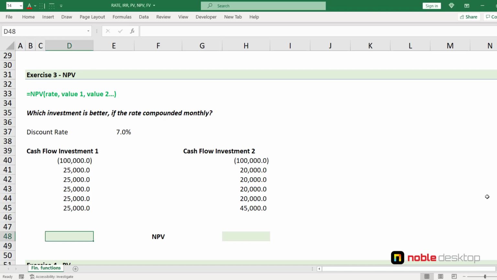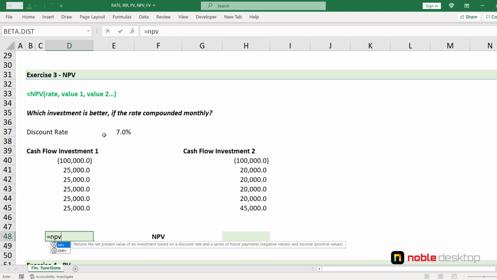I'm going to use the NPV function for that. In the cell D48, equals NPV, and Excel gives me a hint. NPV returns the net present value of an investment based on a discount rate and a series of future payments, negative values, and income, positive values. You can see that our investment is shown as a negative value and our income is shown as positive values. That works for us. We also have a discount rate of 7%.